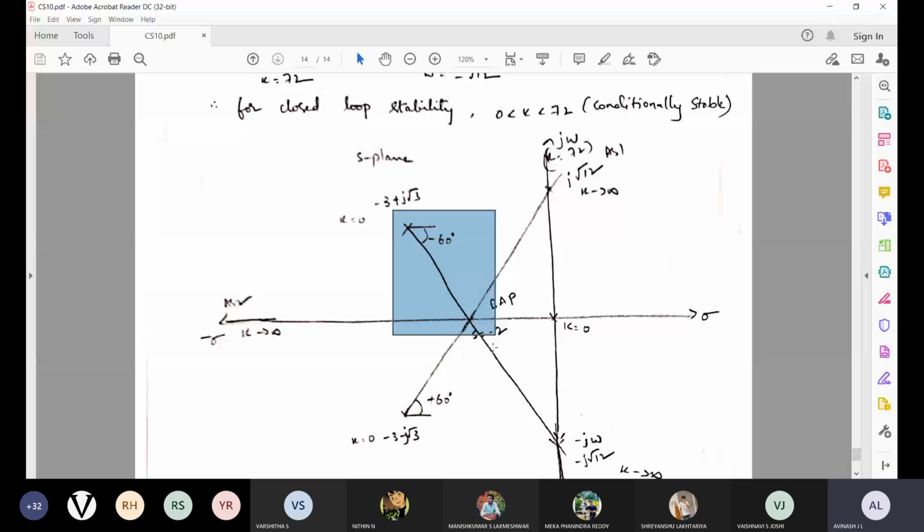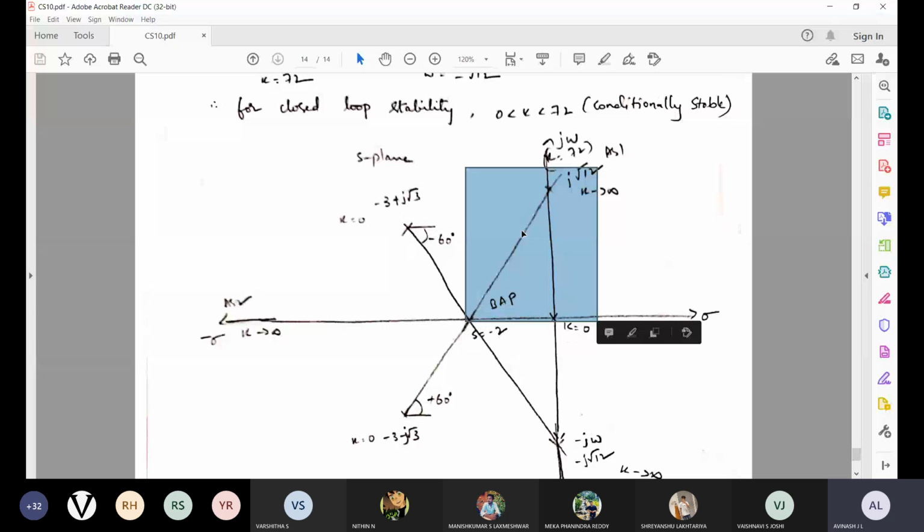So it will come down like this, and it will touch the j omega axis at minus j root 12. Similarly, from the angle of departure on the bottom line, plus 60 degrees, it will go up. Once it reaches this point, it shows the next path, that is 60 degrees. So it will go up like this and meet j root 12. This is how the order of the roots is shown.